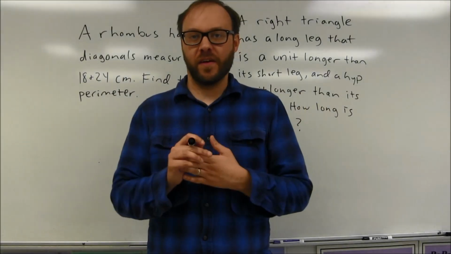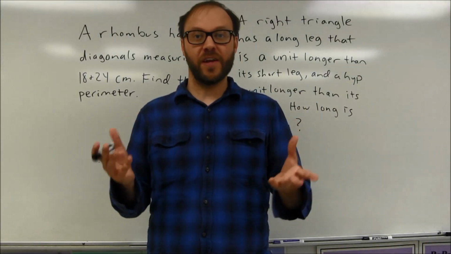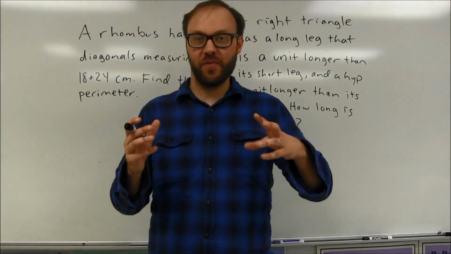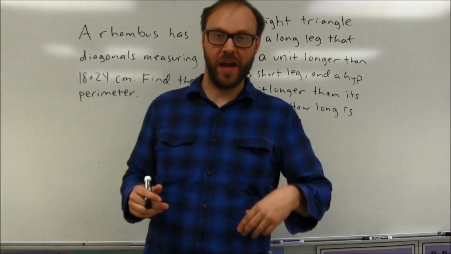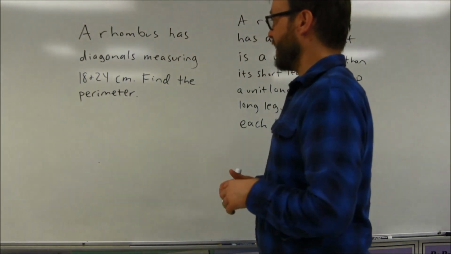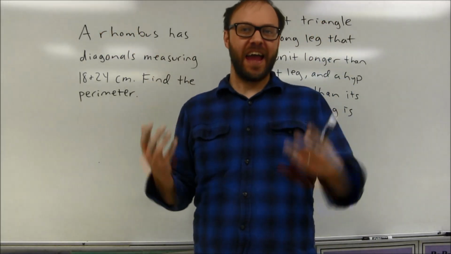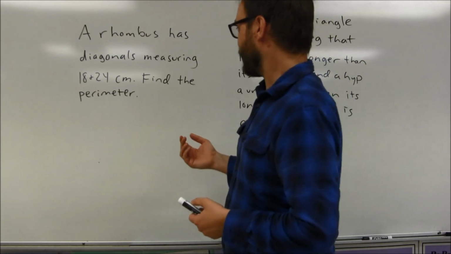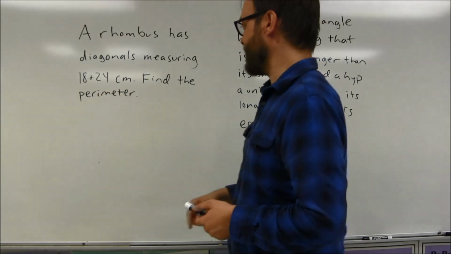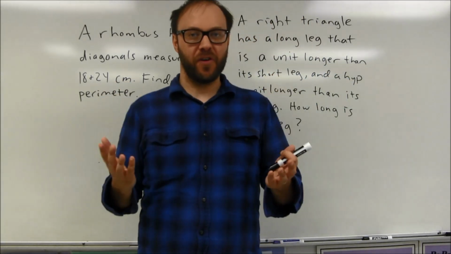I'd like to take a look at a couple of example problems having to do with right triangles, and specifically examples that will use the Pythagorean Theorem. So the first example I want to look at here is a rhombus. They're giving me the lengths of the diagonals of the rhombus. The diagonal lengths are 18 and 24 centimeters. I want to find the perimeter of the rhombus.